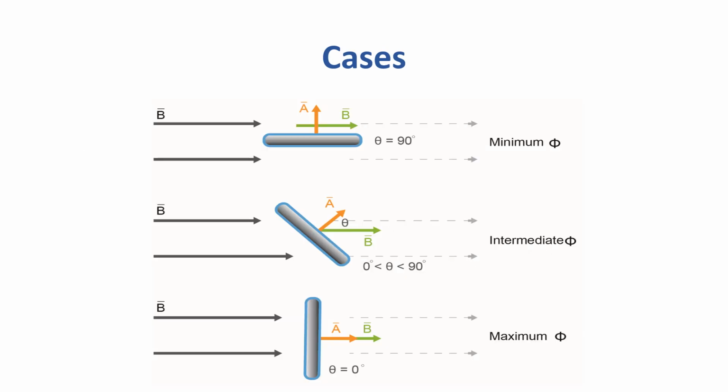Next we see the different cases. यहाँ पे हम देख सकते हैं कि if theta equals to 90 degrees cos of 90 is 0 so flux is minimum. जबकि अगर theta 90 और 0 के दरमियान है so it is intermediate flux और maximum flux is at 0 degrees जबकि area vector और magnetic field in line होंगे.